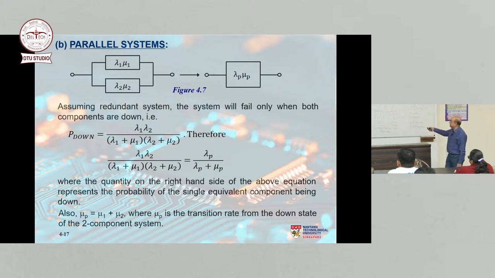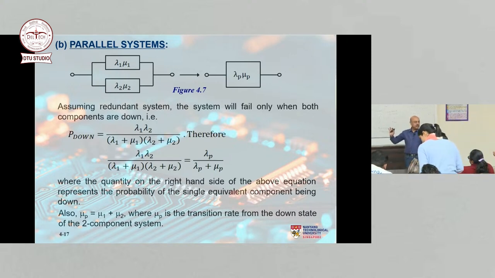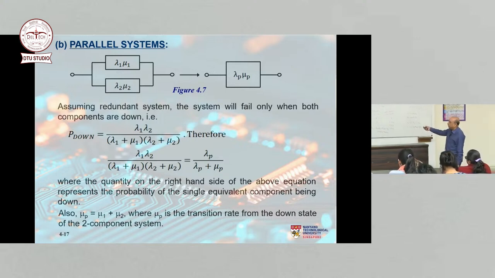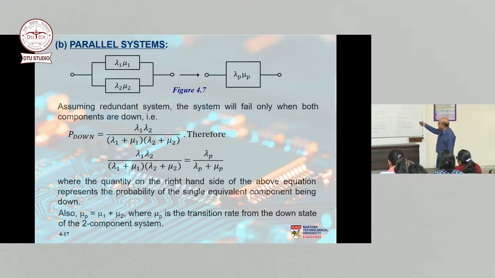Now I can equate this side to the equivalent component, where the unavailability of the equivalent component will be lambda p over lambda p plus mu p, is it not? I'm trying to say that this system is equivalent to this system. Therefore, these two equations must be equivalent. So using mu p is mu1 plus mu2, we already know this. I now am interested in finding lambda p, right? We want to find the lambda and mu of the equivalent component, which is what we did just now for the series systems. So we already know how to calculate mu p, but how do we calculate lambda p?